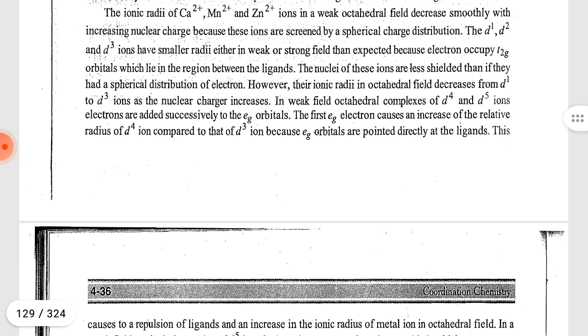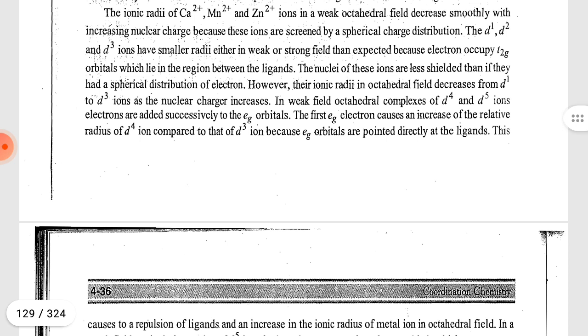The D1, D2 and D3 ions have smaller radii, either in weak or strong field, than expected because electrons occupy T2G orbitals which lie in the region between the ligands. The nuclei of these ions are less shielded than if they had a spherical distribution of electrons. However, their ionic radii in octahedral field decrease from D1 to D3 ions as the nuclear charge increases.